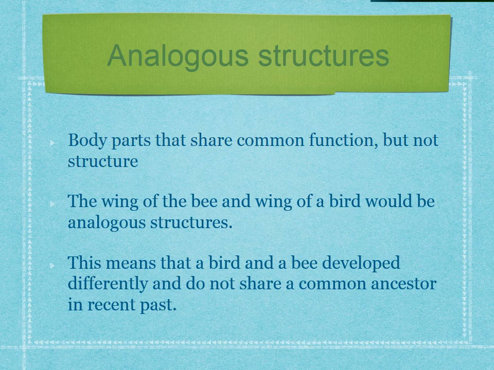So this means when we look at a bird and a bee, yes, they both have wings, yes, they both fly, but they develop differently, and really they don't share a common ancestor in the recent past. If you go back far enough, yes, they probably do, but in the recent past, no.